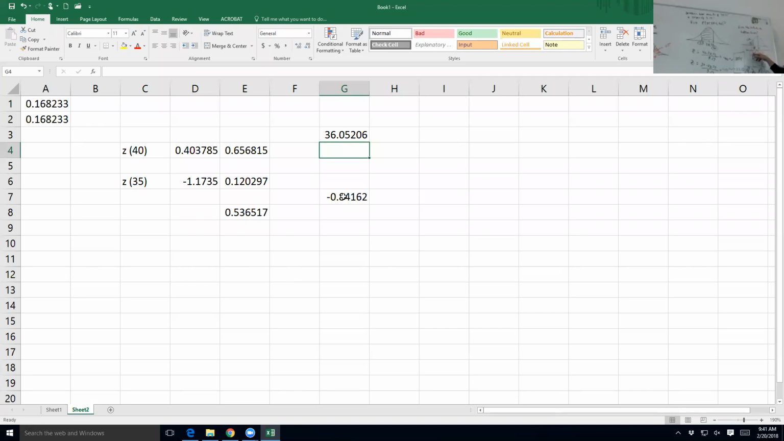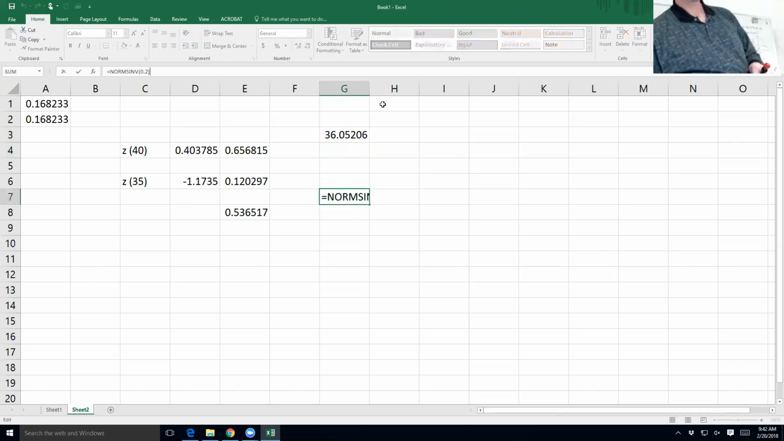Could you click over the equation that you used? This one here? NORM.S.INV, and then I put in the 20%. The top one is after I did all my algebra on paper. So I solved for x: 3.17 times negative 0.84 plus 38.72.